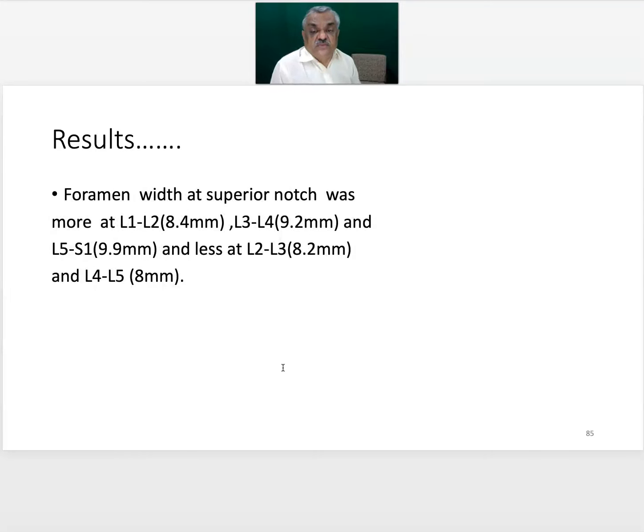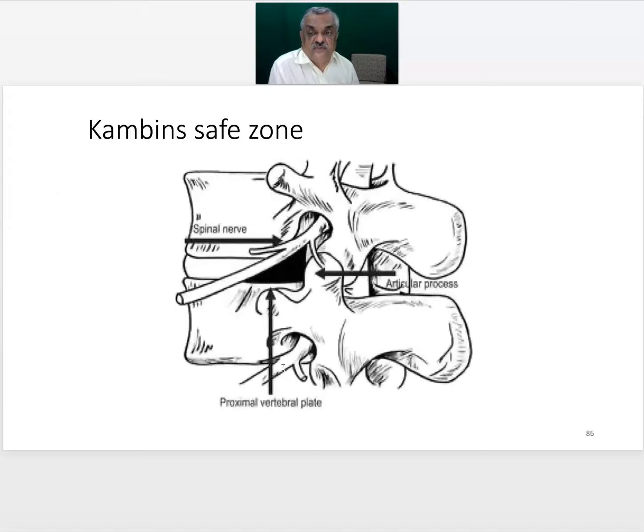Now the width of the foramen at the superior notch is, at L1-2, 8 millimeters, L3-4 9.2, L5-S1 9.9, 2-3 was less, and 4-5 was less. So the width of the foramen was more at L5-S1, and it was less somewhere in the middle foramen or around L4-5.